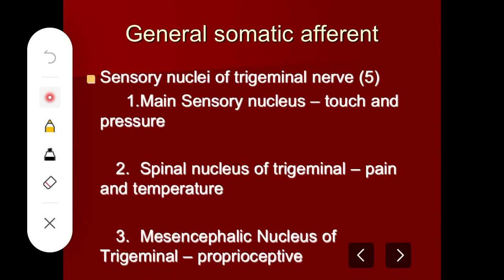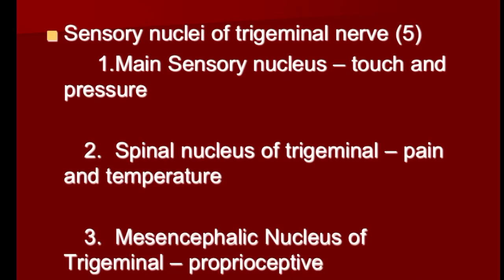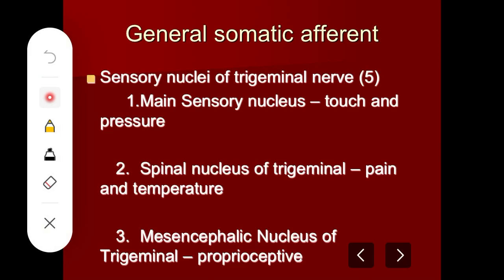Then you have got the mesencephalic nucleus, and then the spinal nucleus of the trigeminal nerve. So these are the three nuclei which are representing the general somatic afferent column. Afferent means sensory, the general sensation from the outer wall, that is in the region of the face, is carried by the trigeminal nerve into the three nuclei. What are they?